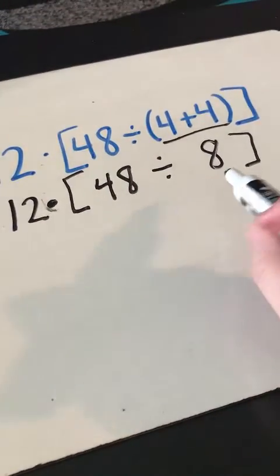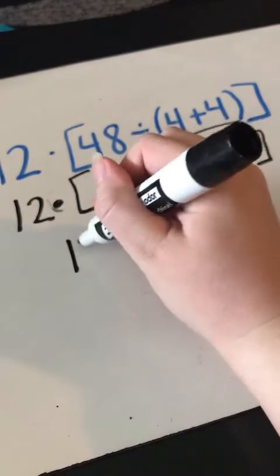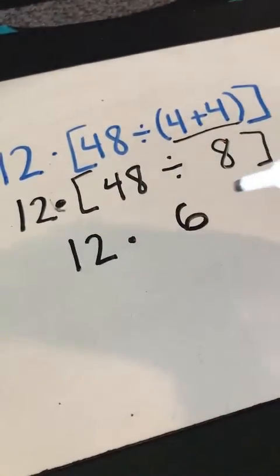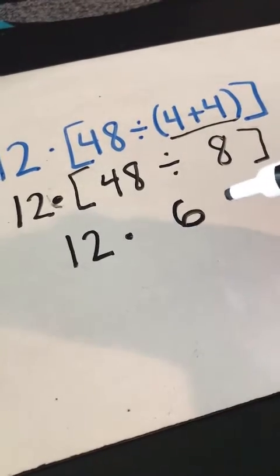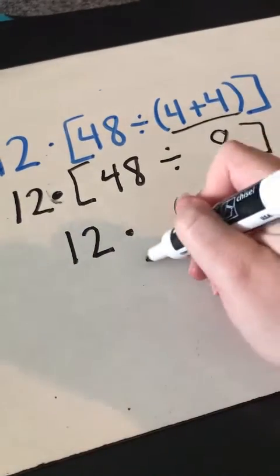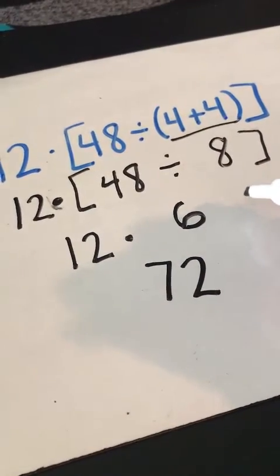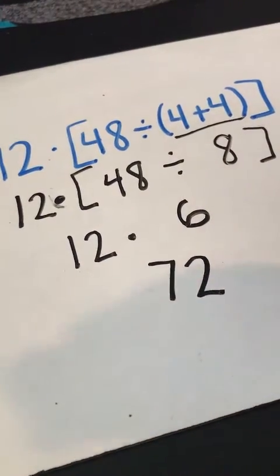48 divided by 8, which gives you 6. And then we can get rid of those brackets, and we can just add down our 12 times 6. Okay? So then to find your answer, we're going to do 12 times 6, which then gives us 72. Remember, don't write the equal sign because there's no equal signs in expressions.